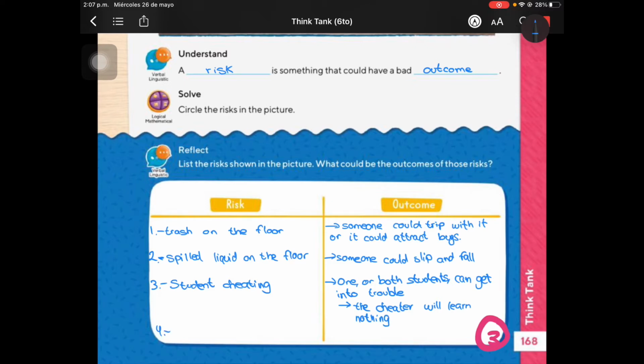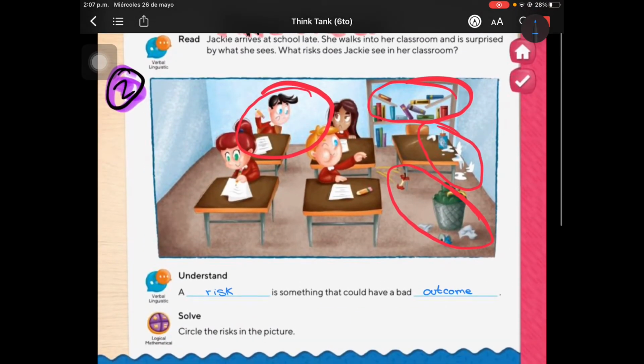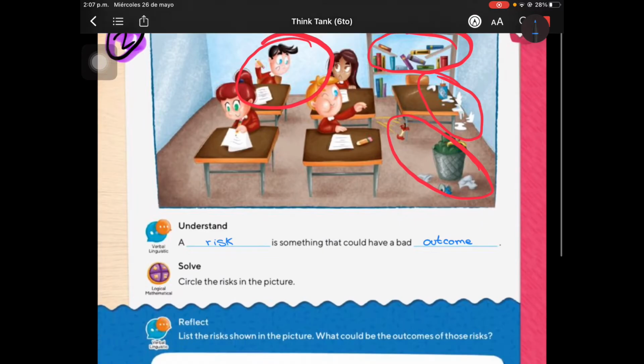Now, the last one, a broken bookshelf. Now, if you take a look at this bookshelf, it looks like the books are about to fall. Now, they could fall over someone, or they could even just lie around on the floor and again someone can trip.